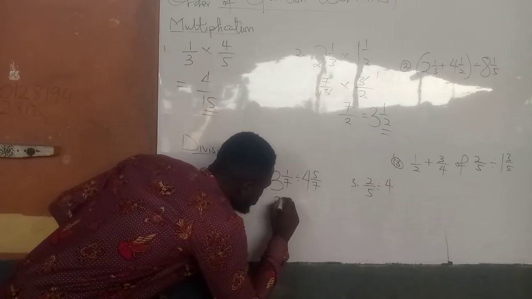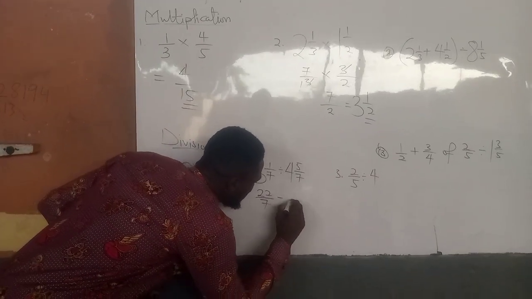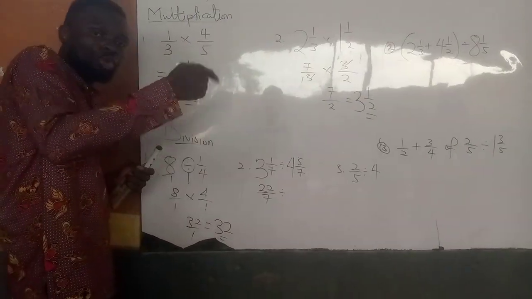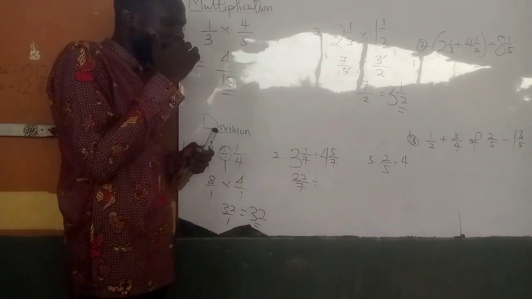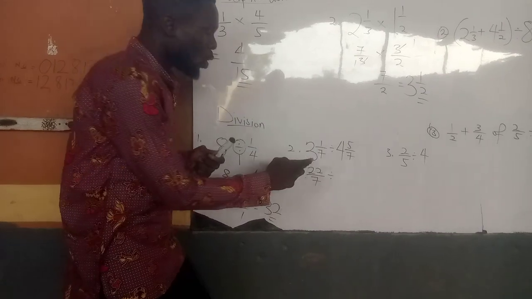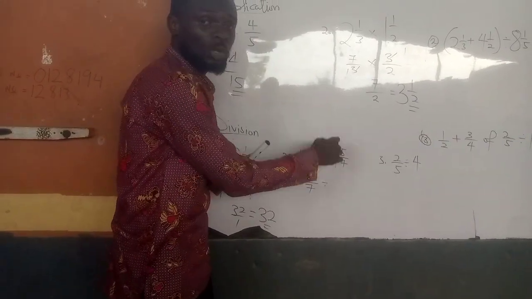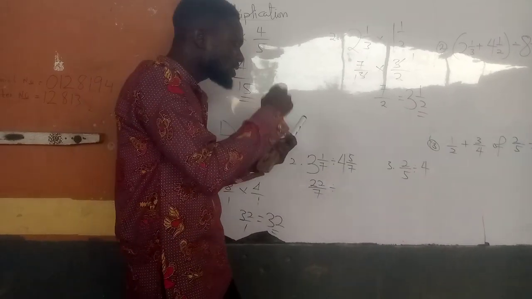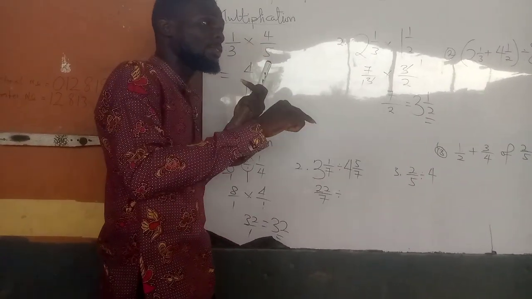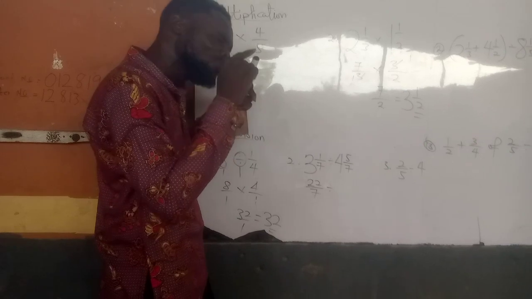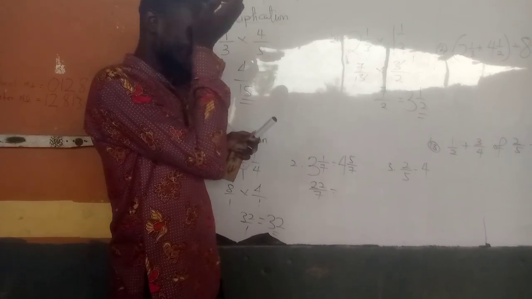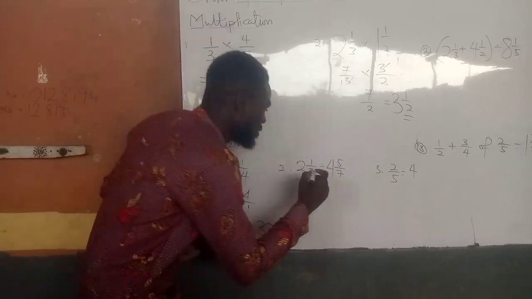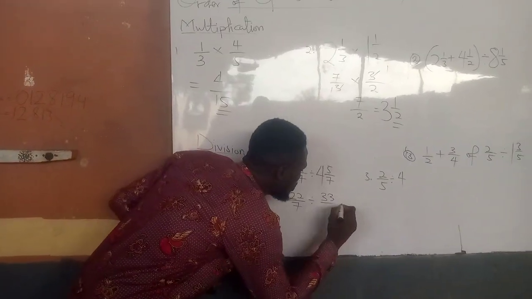So that gives me 22 over 7 divided by, I am also going to change this one into improper fraction. Whole number multiply denominator. So 4 times 7 is 28. So if 4 times 7 is 28, then plus 5 is going to give you 33. So we have 33 over 7.